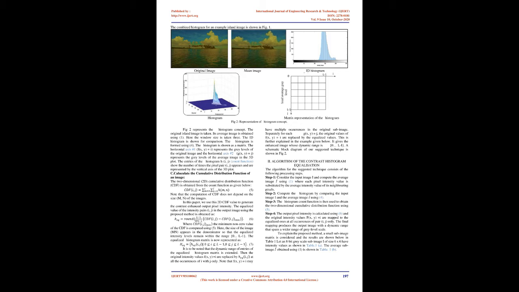A. Calculating the mean value of an image. Let I represent a grayscale image of size m×n with L intensity levels, g = 0, 1, ..., L−1. Let f(x, y) be the gray value of the pixel at the location (x, y), where x = 1, 2, ..., m and y = 1, 2, ..., n. The total number of pixels is m×n.